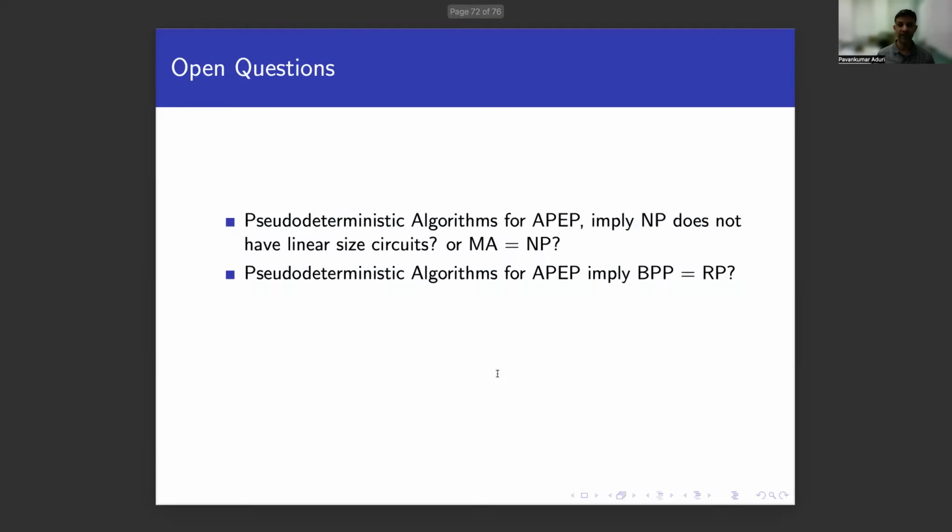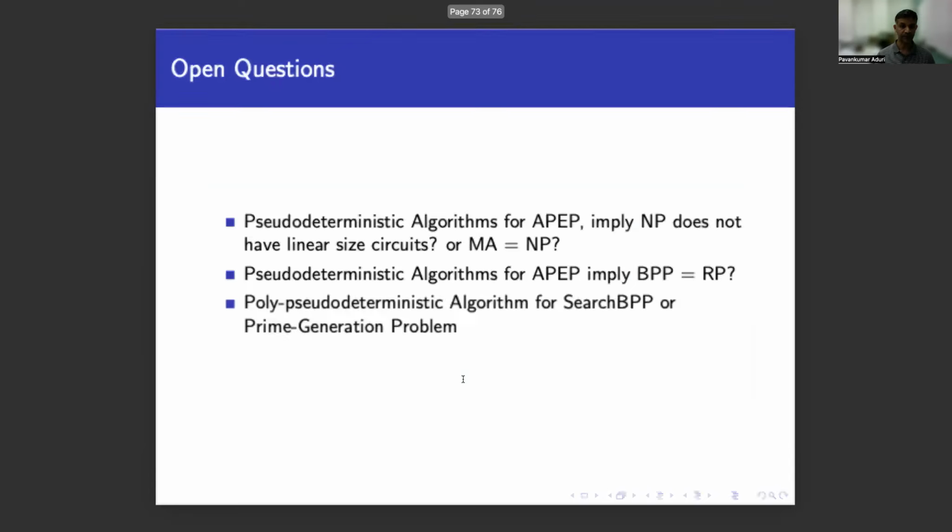Just would like to mention a few open problems. So an interesting question is that if I have a pseudo-deterministic algorithm for APEP, now we can show that MA does not have linear size circuits. Can we improve it to show that NP does not have linear size circuits? Or can we show that such a pseudo-deterministic algorithm will de-randomize MA to NP? And similarly, does a pseudo-deterministic algorithm for APEP imply BPP is the same as RP?